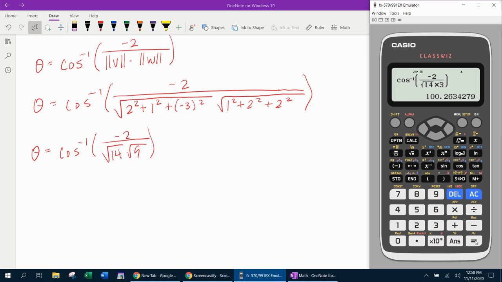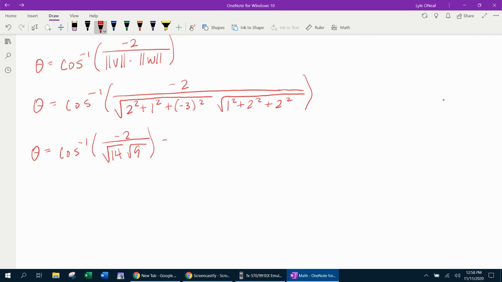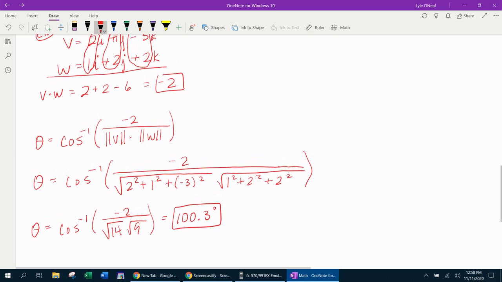Same difference. And since we're in degree mode, we're going to get a degree answer, and we're going to round that to the nearest tenth. 100.3 degrees. That is the angle between the two vectors.